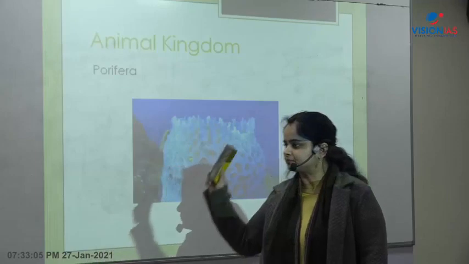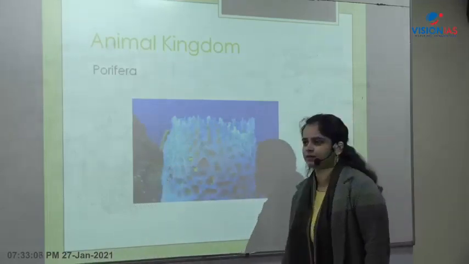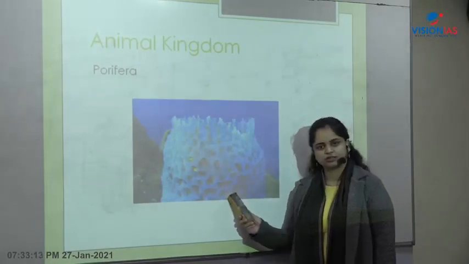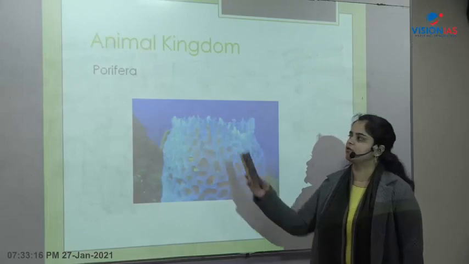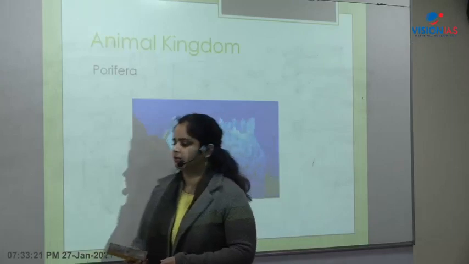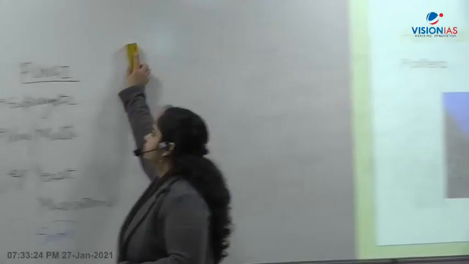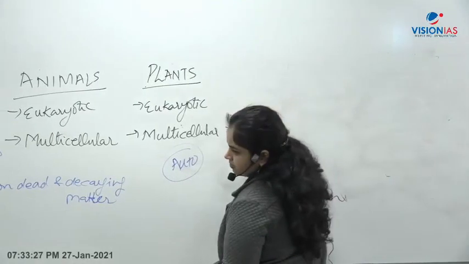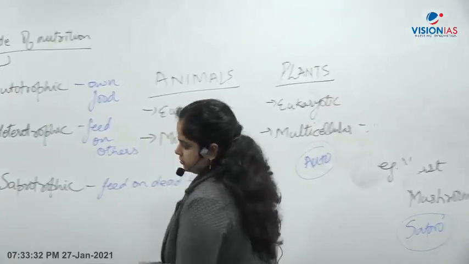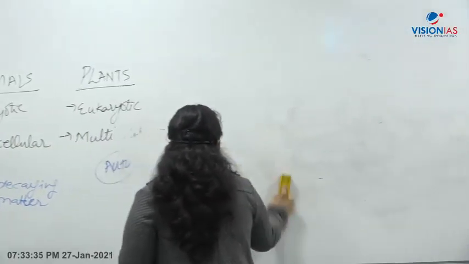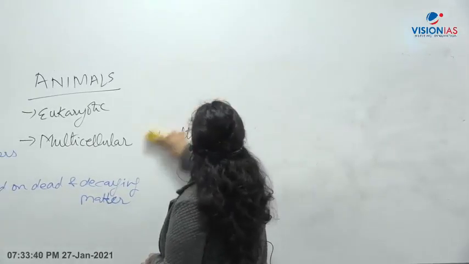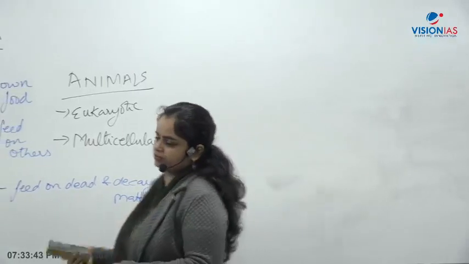Okay? Write down. Porifera. You see this animal? It has pores. It has holes, you can see. These pores are the reason of this name called Porifera. So write down. Porifera. They are non-mobile animals with pores.